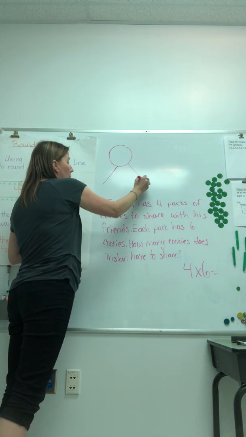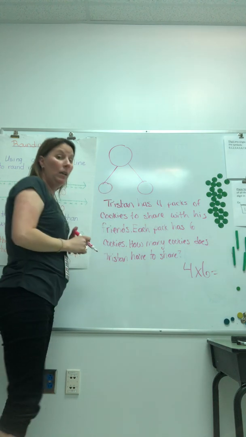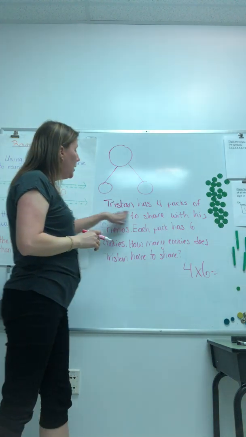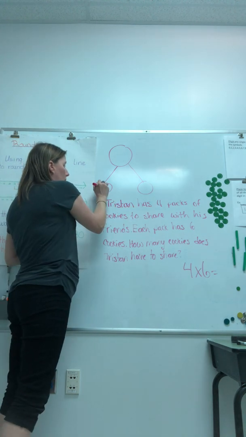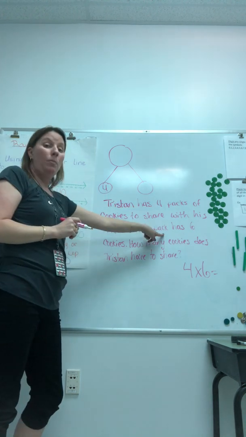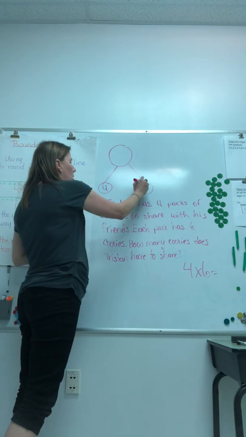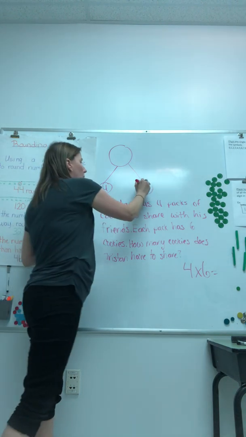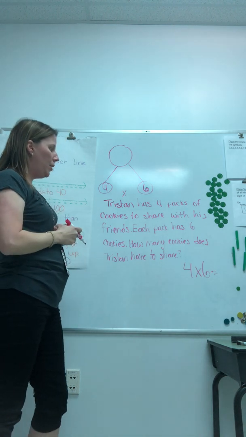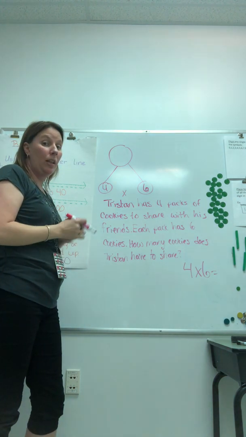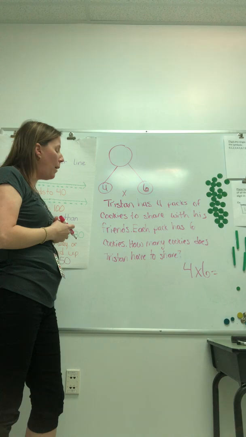Remember, with our number bond, we have a part whole. This one's pretty easy because we have both parts to our number bond. We know that Tristan has 4 packs of cookies, and that in each pack he has 6 cookies. So we know that we need to multiply these numbers. It's equal groups with the product unknown. And remember, product is just a fancy word for an answer to a multiplication problem.